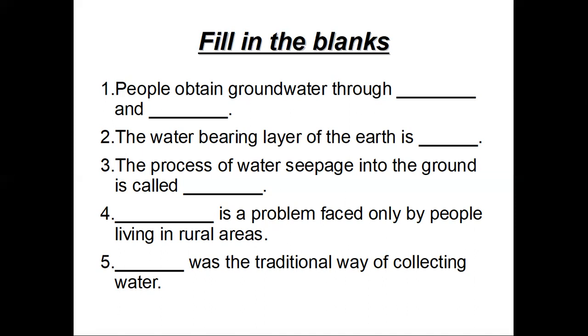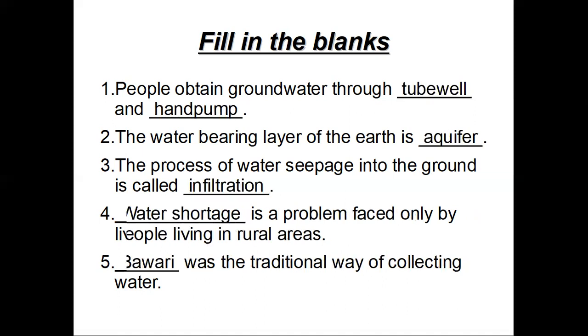Now let's see the answers. People obtain groundwater through tube well and hand pump. The water-bearing layer of the earth is aquifer. The process of water seepage into the ground is called infiltration. Water shortage is the problem faced only by people living in rural areas. Baoli was the traditional way of collecting water.